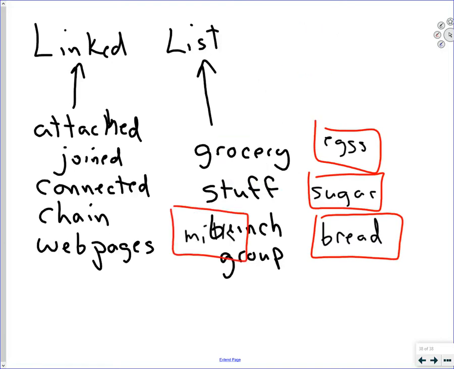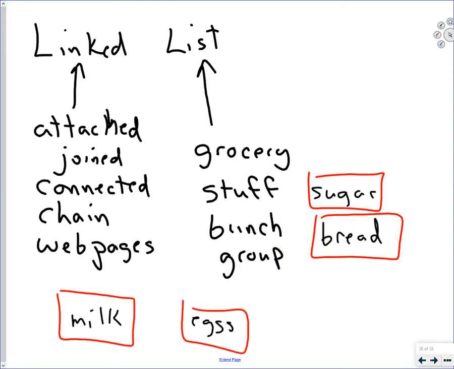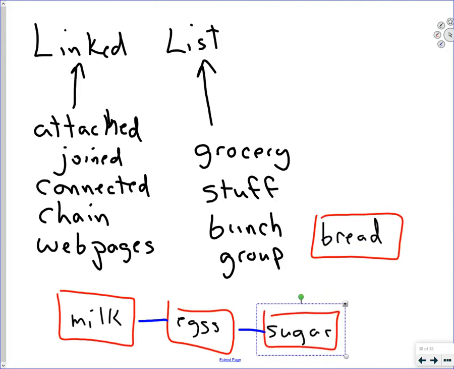Ooh, so that's a simpler way. We could do it your way. We could link milk to everything, but what if I just drew a blue line that linked milk to eggs? Okay, and then I'll draw another blue line that'll link eggs to sugar. And then another blue line that links sugar to bread.